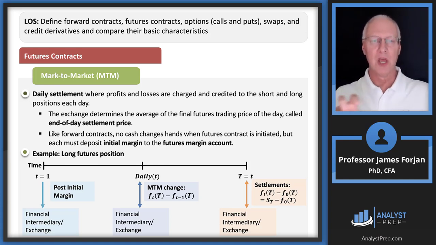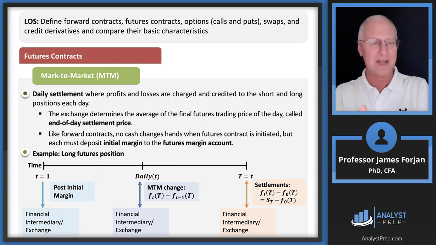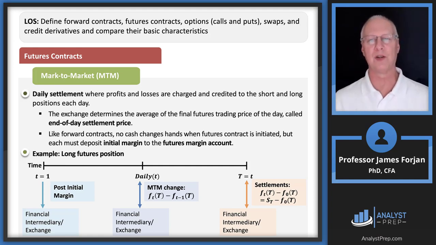So then what happens when the underlying asset price changes value every day? What the middle entity does is just take from one account and pass it along to the other. And this happens every day. And this is called daily settlement. So look at that first embedded bullet point, where profits and losses are charged and credited to the short and long positions each day.